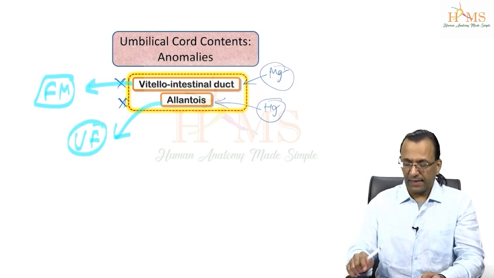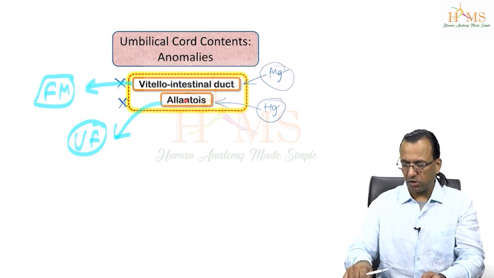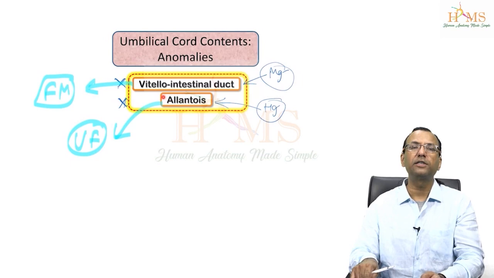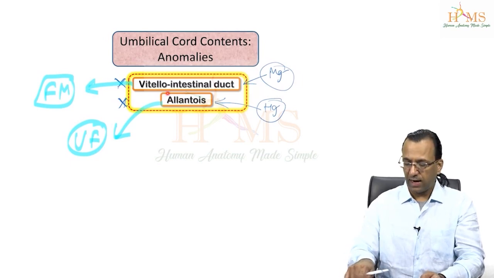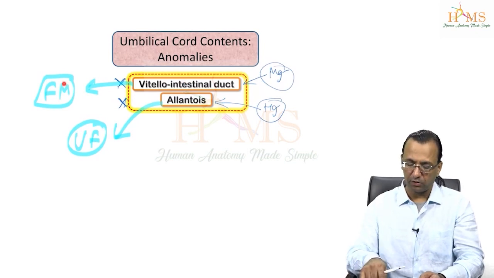So, if the allantois is not obliterated properly, then there can be a urachal fistula bringing urine to the umbilicus of a newborn baby. And if the vitellointestinal duct is not obliterated properly, then it can bring fecal matter to the umbilicus, which could be a Meckel's fistula. Question 13.